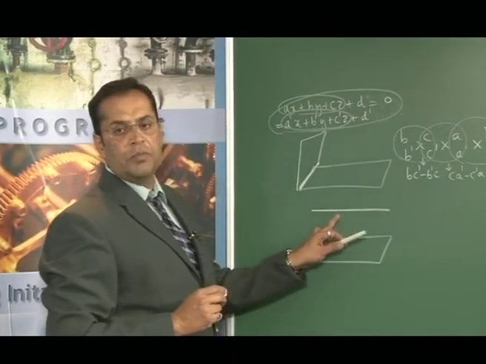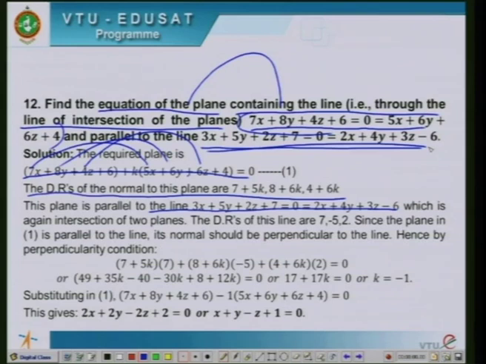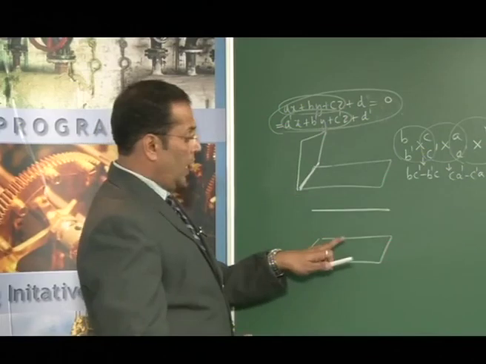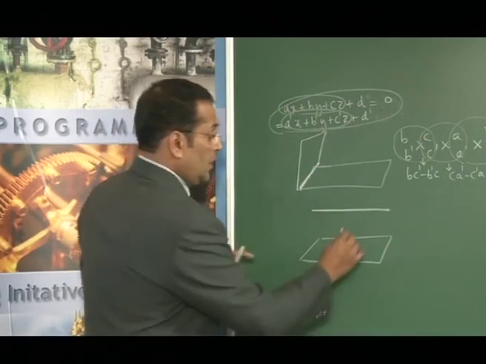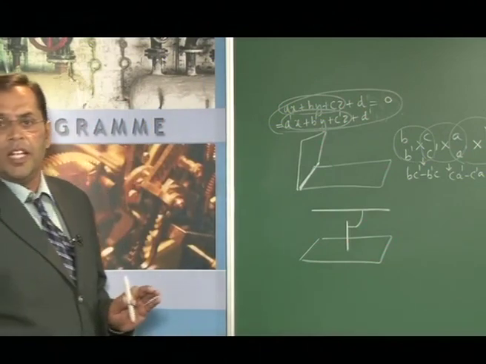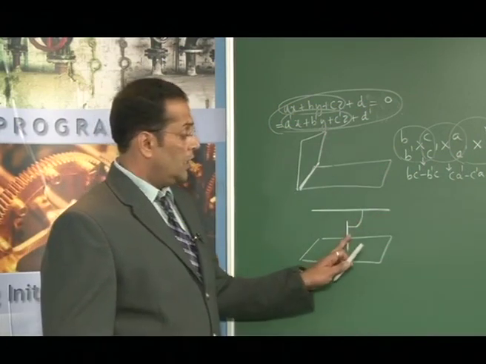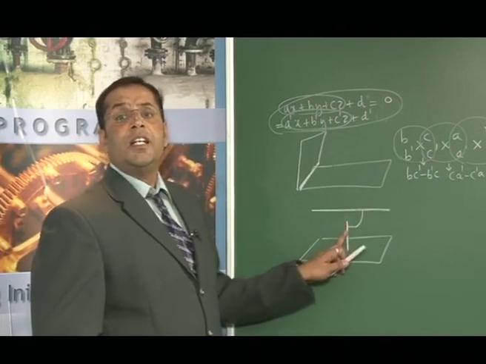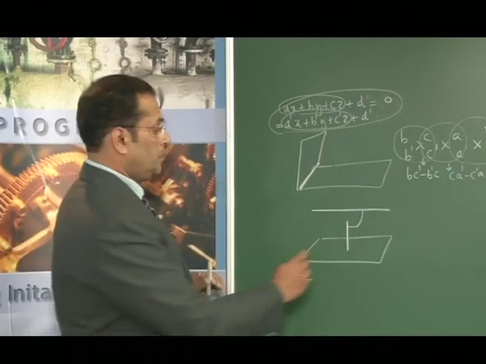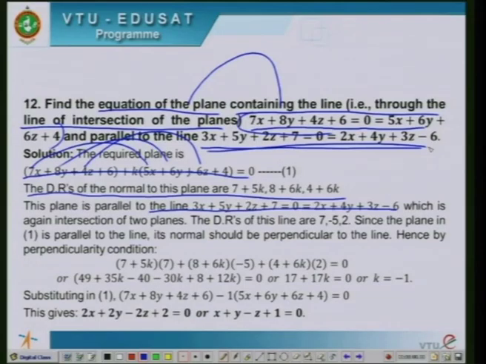This line is also given in two plane form, which is 3x plus 5y plus 2z plus 7 equal to 0, it is here, equal to 2x plus 4y plus 3z minus 6. If you see here, if the plane and the line are parallel, the normal drawn to the plane, which is the perpendicular to the plane, is obviously perpendicular to this line. Is it okay? The normal drawn to the plane is perpendicular to this line. So, again these two lines are perpendicular, and you can apply the condition for perpendicularity. Before that, what are the ratios of this line? As you see in equation 1, these ratios are 7 plus 5k, 8 plus 6k and 4 plus 6k.